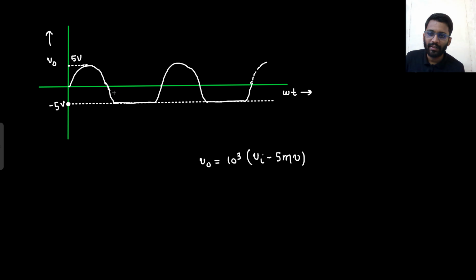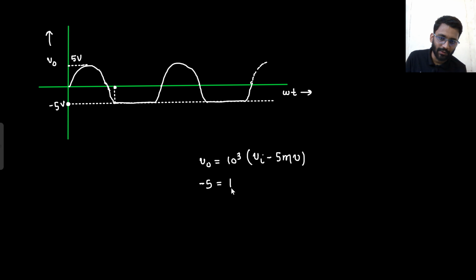So what will be this point? I want to know what will be this point. Can anyone tell? How will you determine it? You need to determine this point. So at this point your output is minus 5 volt. This is your output. Your output is minus 5 volt.